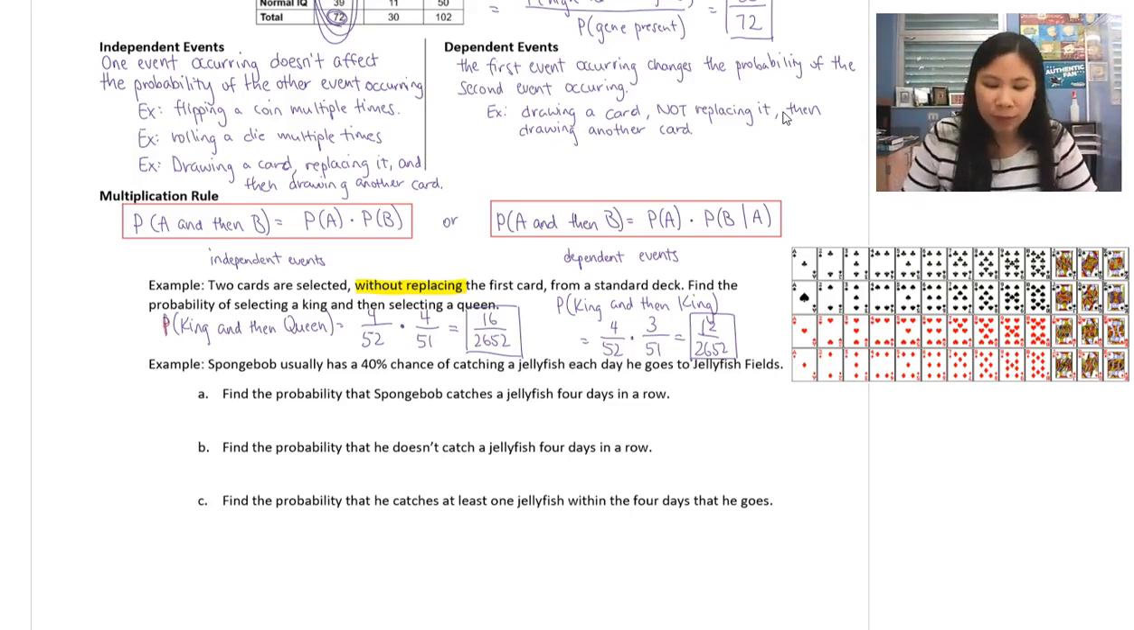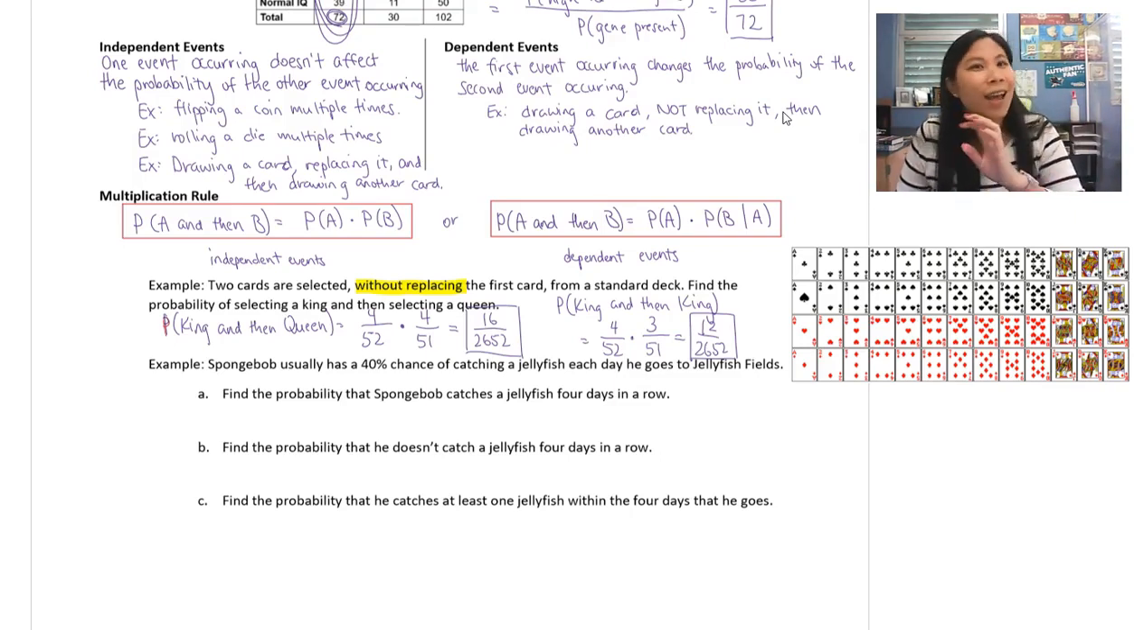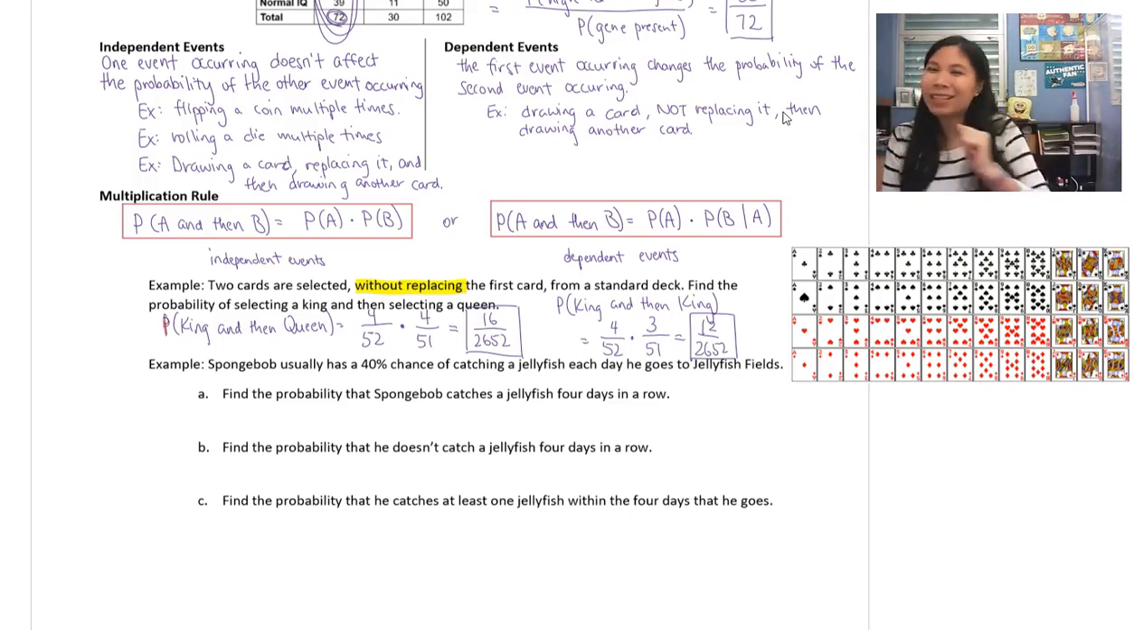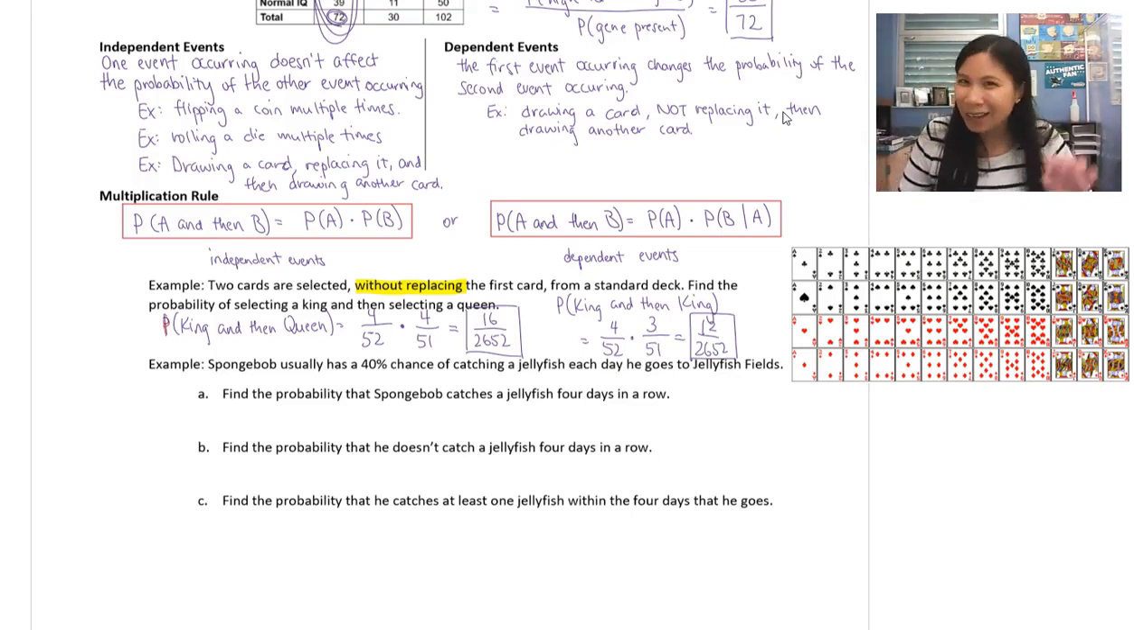Part A, find the probability that Spongebob catches a jellyfish 4 days in a row. So if he's catching a jellyfish 4 days in a row, really that means the first day he catches a jellyfish, and then he catches a jellyfish again, and then he catches a jellyfish again on day 3, and then day 4 he catches another jellyfish. So that's like 3 and thens. So you're multiplying multiple things here because there's so many and thens.